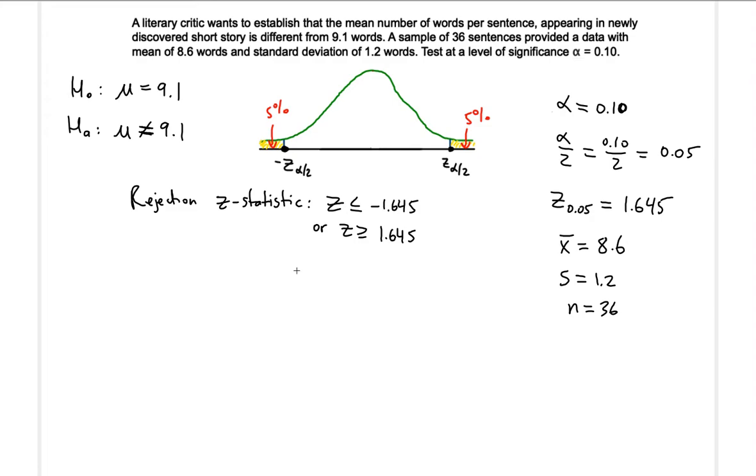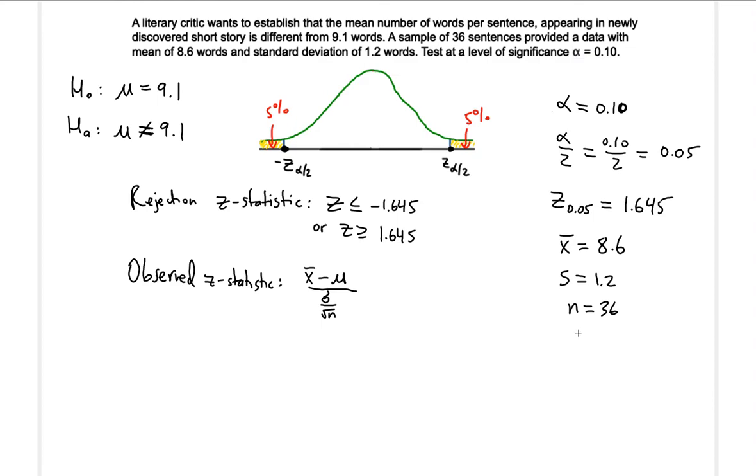So notice that the formula to be used for this is the observed z-statistic. We know the formula is the sample mean minus the alleged mean, divided by the population standard deviation divided by the square root of the sample size. Now, you might say, but you know the sample standard deviation. How do you know the population standard deviation?